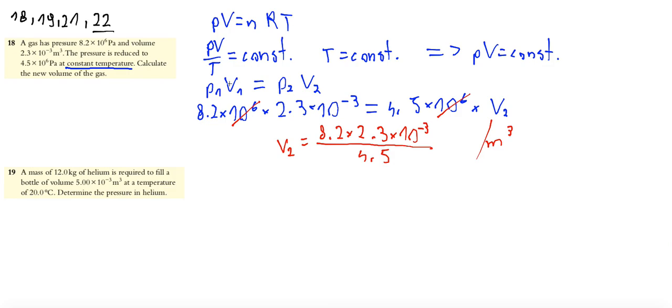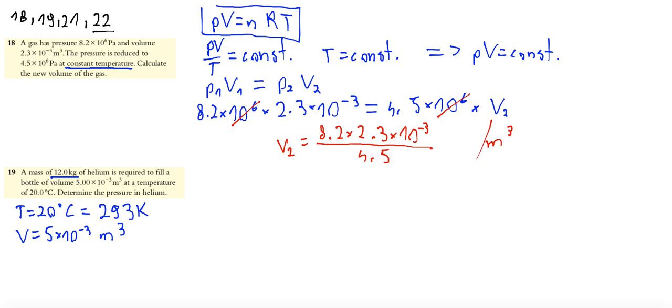First of all, standard units. The temperature 20 degrees Celsius must be converted into Kelvin, so it's 293 kelvins. We have a volume which is 5 times 10 to the power of minus 3 in 3 significant digits of meters cubed, so this is a standard unit. But we have a mass. You have to find the number of moles because again we have to use Clapeyron's equation.